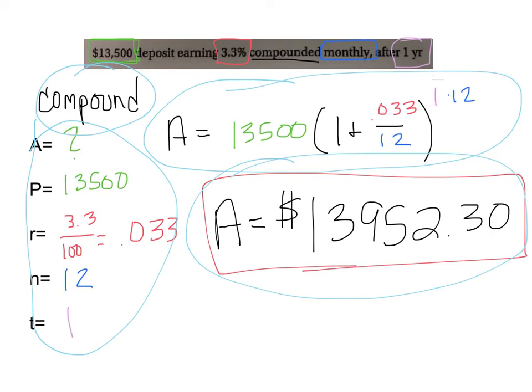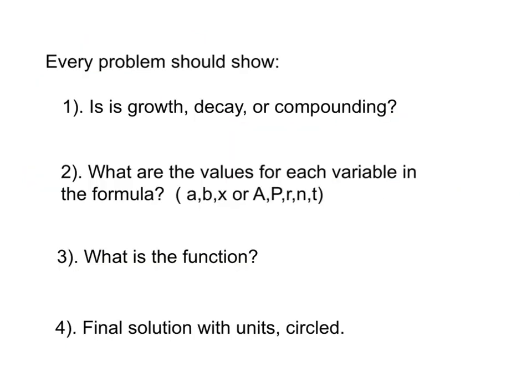So, as you're going through this worksheet, here are the things you need to remember. Every problem should show, is it growth, decay, or compounding? Literally, that means on the left-hand side, you should write out growth, decay, or compound to remind yourself what type of problem you're working with. Next, you want to make sure that you write down the values for each variable in the formula. If it's growth or decay, you're going to be writing down values for A, B, and X. On the other hand, if it's a compound interest formula, you'll be writing down A, P, R, N, and T.